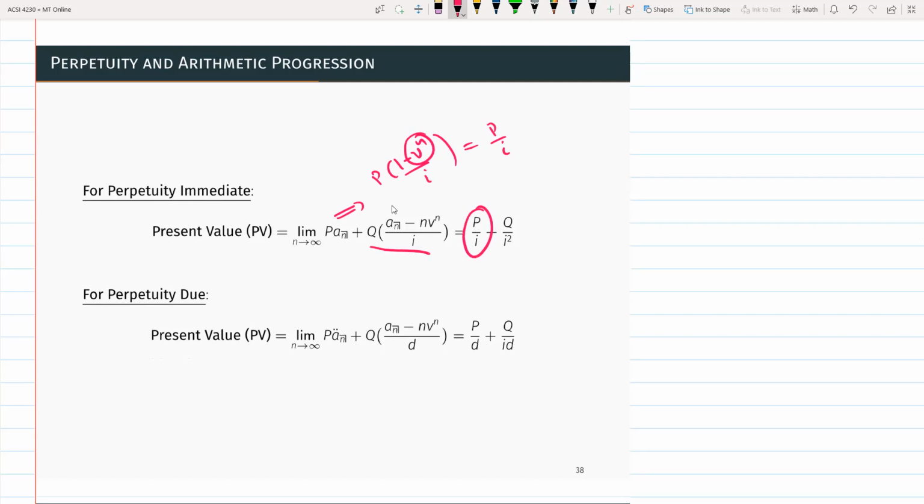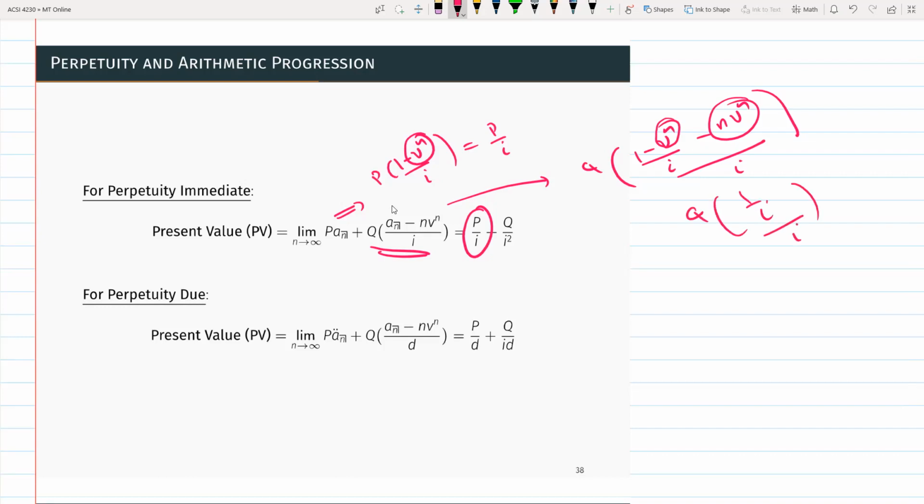Then in here, if I expand this, when n goes to infinity, you can prove this one goes to 0, and then this one also goes to 0. So you end up with Q times 1 over i, then divided by i, which is Q over i squared. So this is the formula. The same kind of formula applies for the next one. The only difference is here you have i over d.